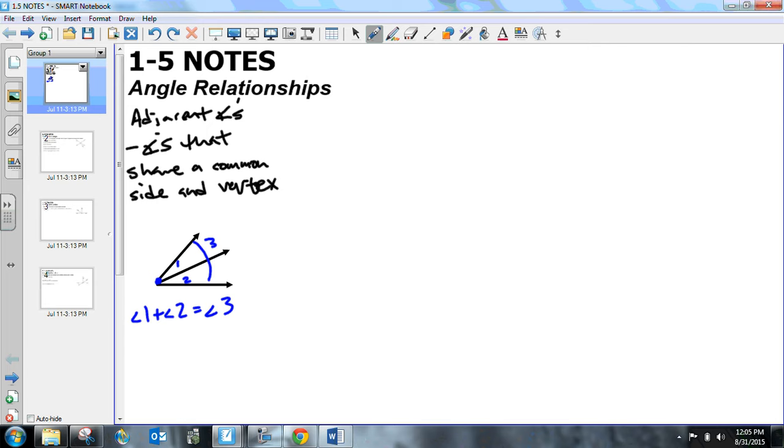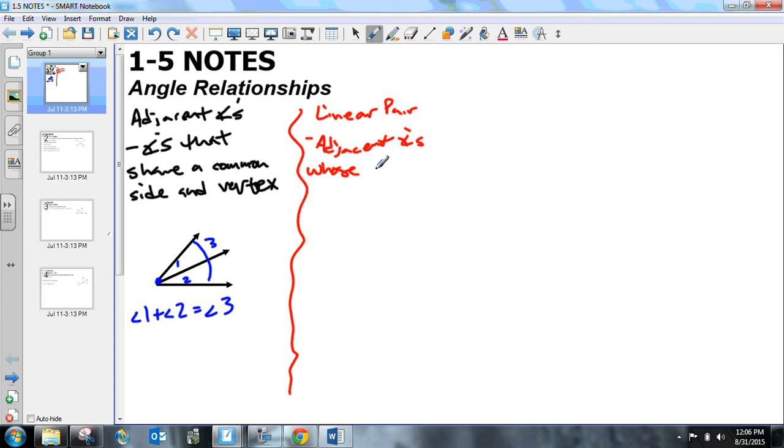Okay, the next angle relationship that we've got is a linear pair. And I shouldn't just say angles, linear pair. These are adjacent angles whose non-adjacent side forms a straight line.